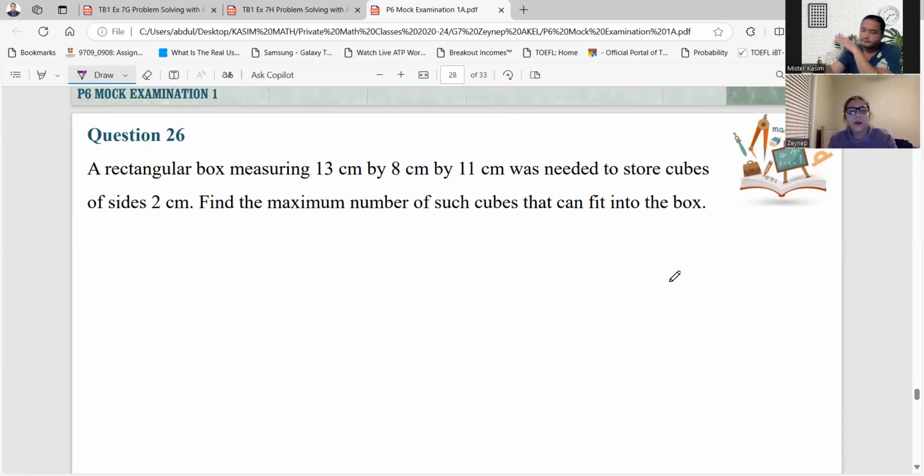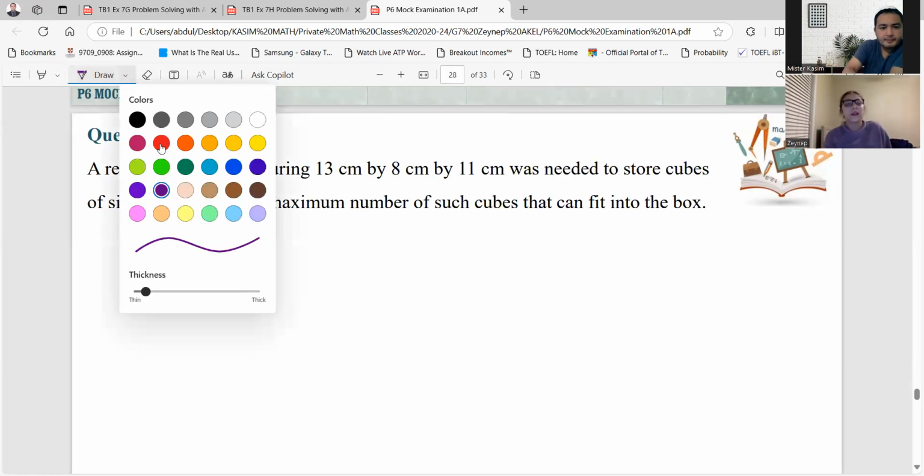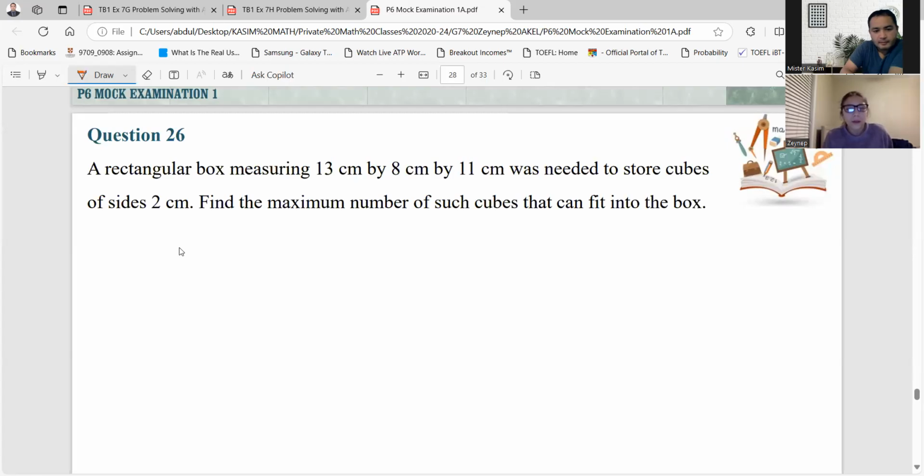A regular box measuring 13 centimeters by 13 centimeters by 8 centimeters by 11 centimeters was needed to store cubes of size 2 centimeters. Find the maximum number of such cubes that can fit into the box.